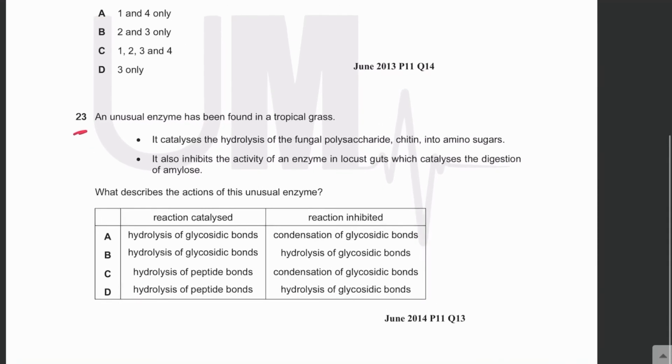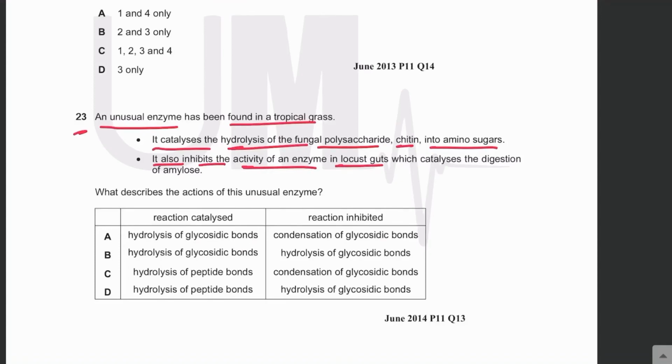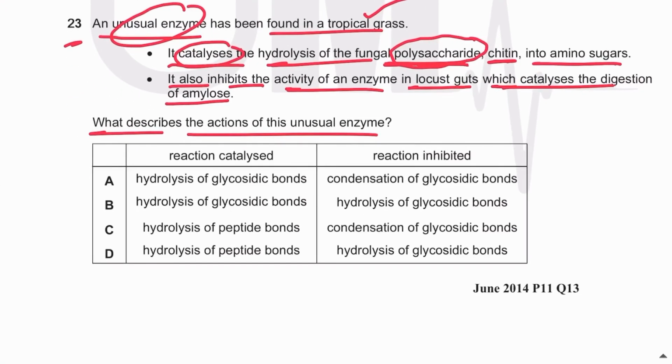An unusual enzyme has been found in tropical grass. It catalyzes the hydrolysis of a fungal polysaccharide chitin into amino sugars. It also inhibits the activity of an enzyme in the locust guts, which catalyzes the digestion of amylose. What describes the action of this unusual enzyme? So guys, because it is catalyzing the hydrolysis of fungal polysaccharide, and the polysaccharide contains glycosidic bonds, the reaction it catalyzes is the hydrolysis of glycosidic bonds.